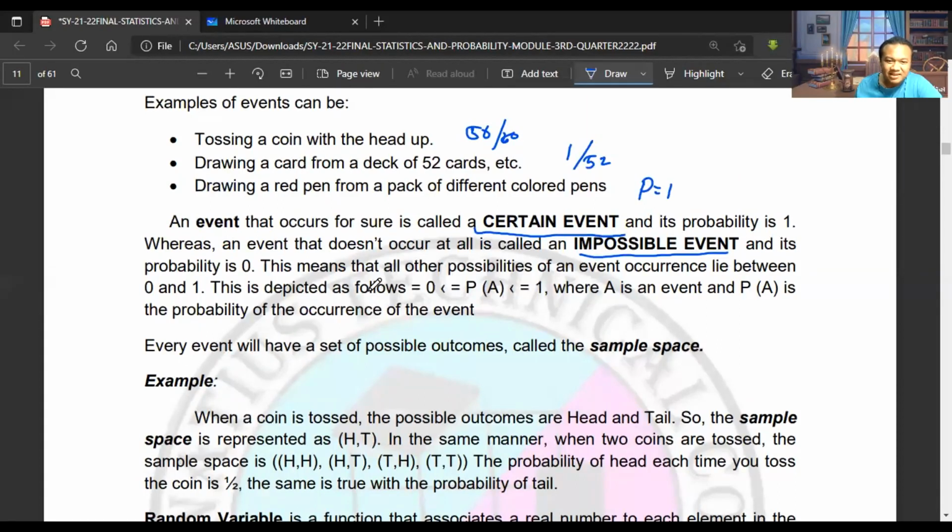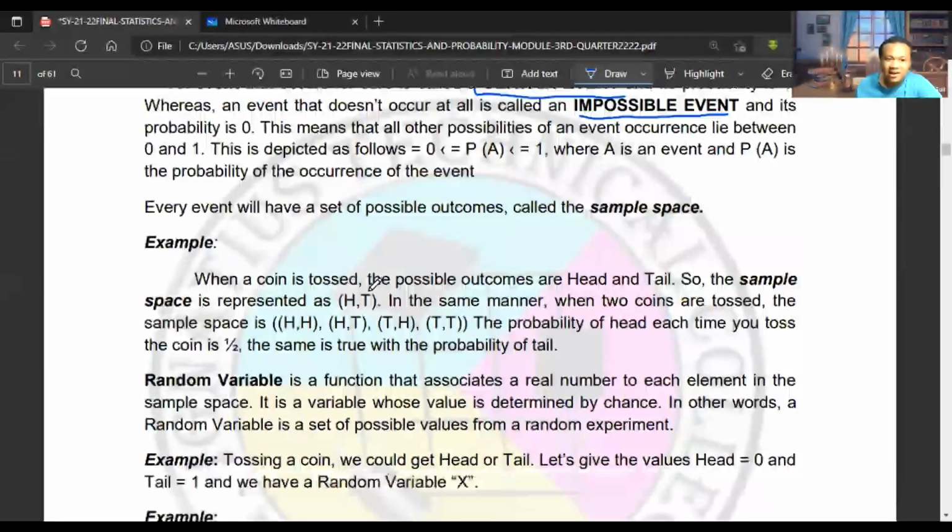Every event will have a set of possible outcomes called the sample space. It's not all the time that your event will happen. Some events have a 50% chance of happening, others 60% chance, 70% chance, like the chance that your crush texts you back this February 14, or that she will accept you if you court her this February 14, I don't know.